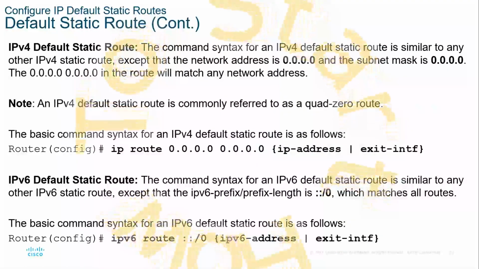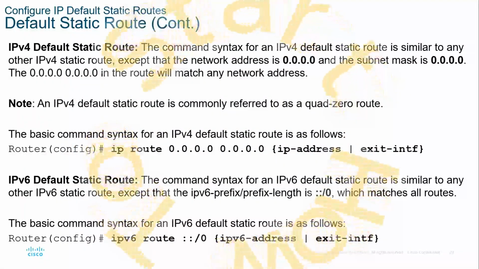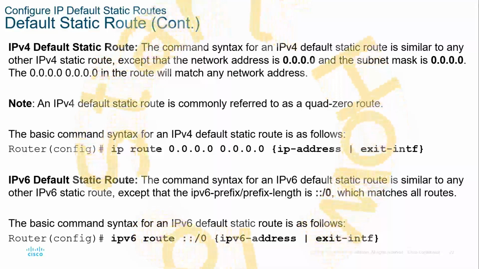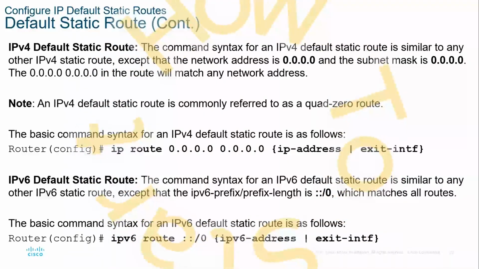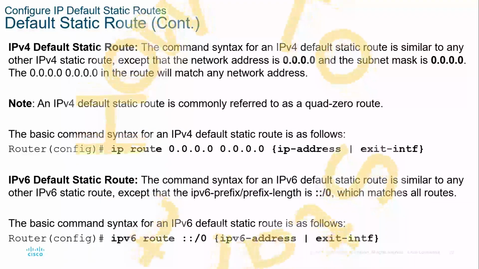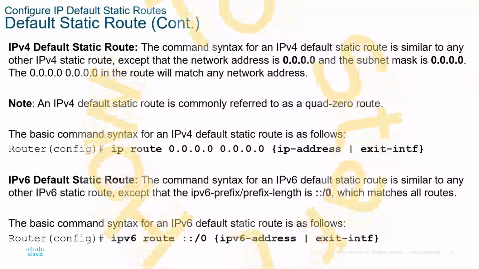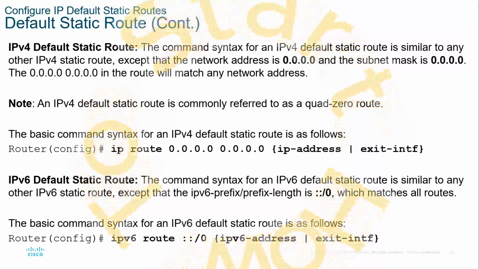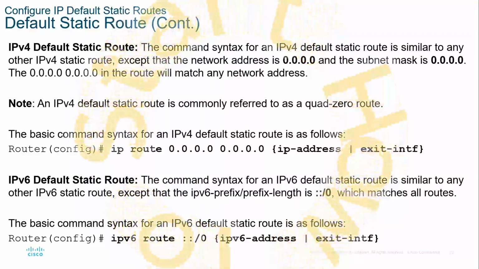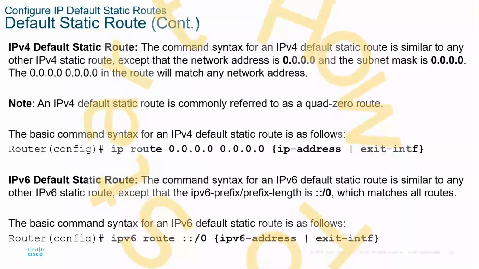So how do we do it? The nice thing is we do static routes by quad zeros. For IPv4, we do IP route 0.0.0.0 0.0.0.0, and again we either give it the exit interface or we give it the next hop IP address. For IPv6, we do a ::/0.